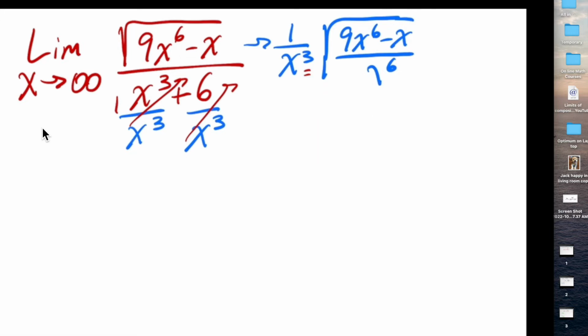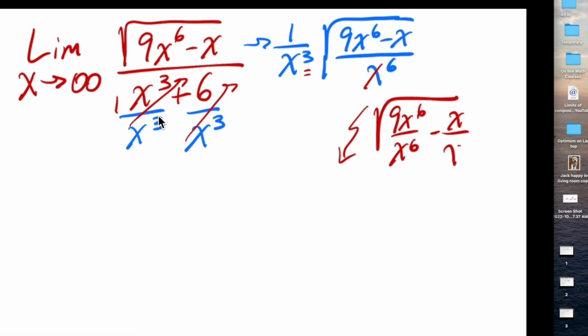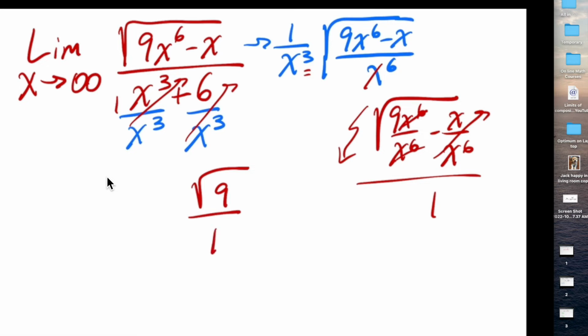We now have x to the 6th being used to divide both of these terms inside the radical. So that's going to get us 9x to the 6th over x to the 6th minus x over x to the 6th, all over 1. This is going to go to 0. This is going to cancel out. And we're going to end up with the square root of 9 over 1, which equals positive 3.